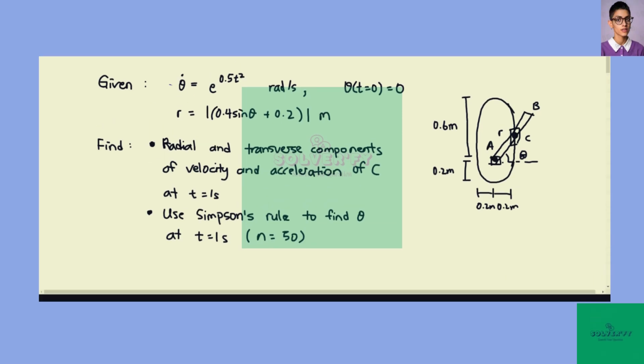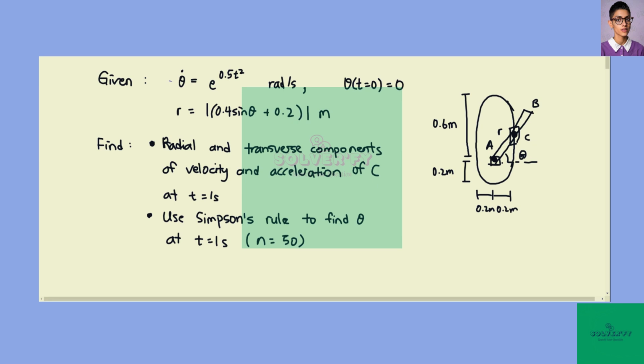In this question, we have a double collar C spin connected along the elliptical track, and the other side is pinned along the rod AB. We are given the angular velocity of AB, which is e to the 0.5 t square. We are also given the radial distance of the collar at any theta. We are asked to find the radial and transverse components of velocity and acceleration of C at t equals 1 second.